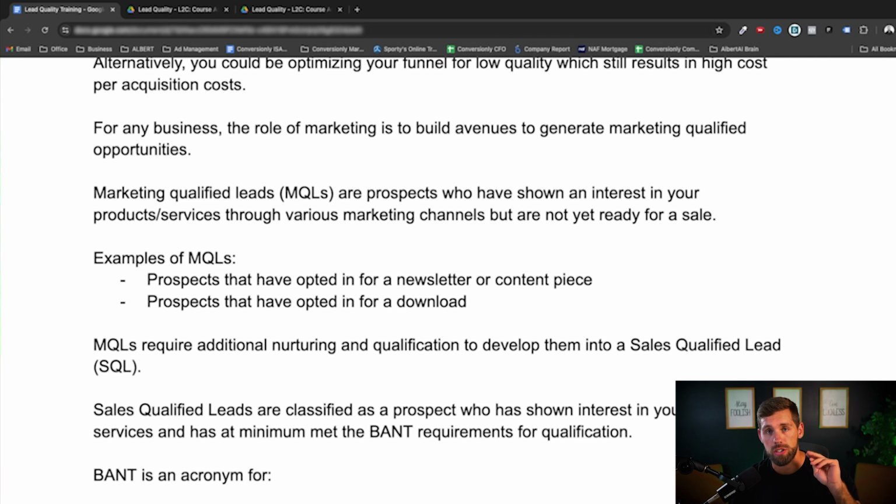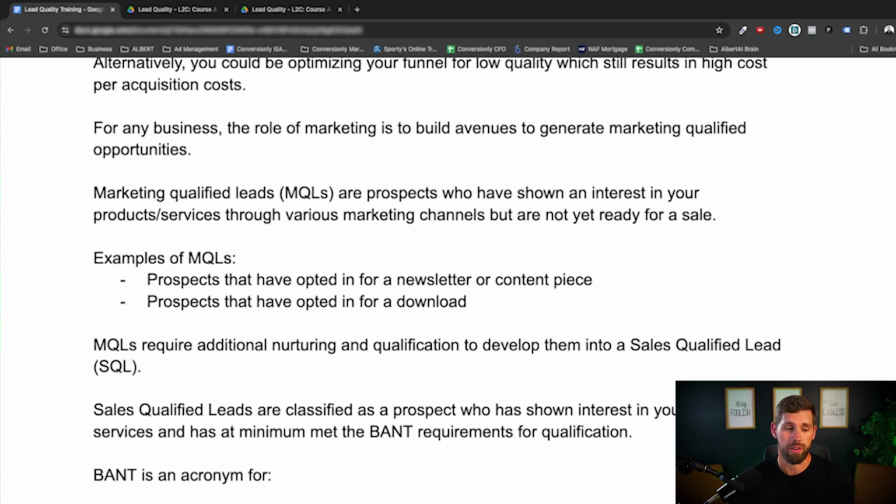To do that, we need to understand the two different types of leads. First and foremost, you have MQLs. MQLs are marketing qualified prospects. And that essentially means that someone has shown interest in what it is that you are advertising, you're marketing, you're communicating, but they're not yet ready for a sale.